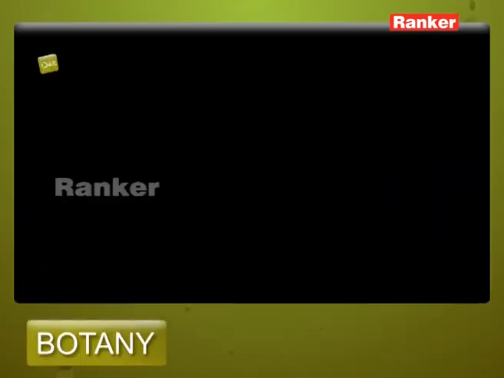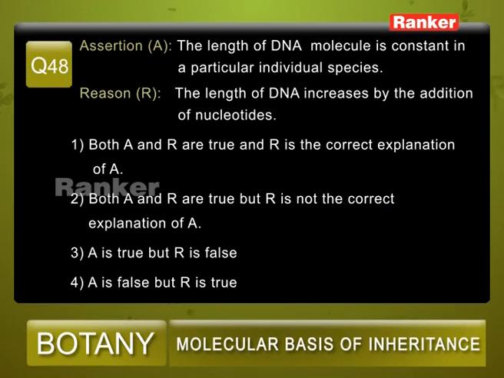Question number 48. Assertion: the length of DNA molecule is constant in a particular individual species. Reason: the length of DNA increases by the addition of nucleotides. Okay, here we have to identify the statements that have been given as true or false, and if they are true, we have to know whether the reason statement is correctly explaining the assertion statement.